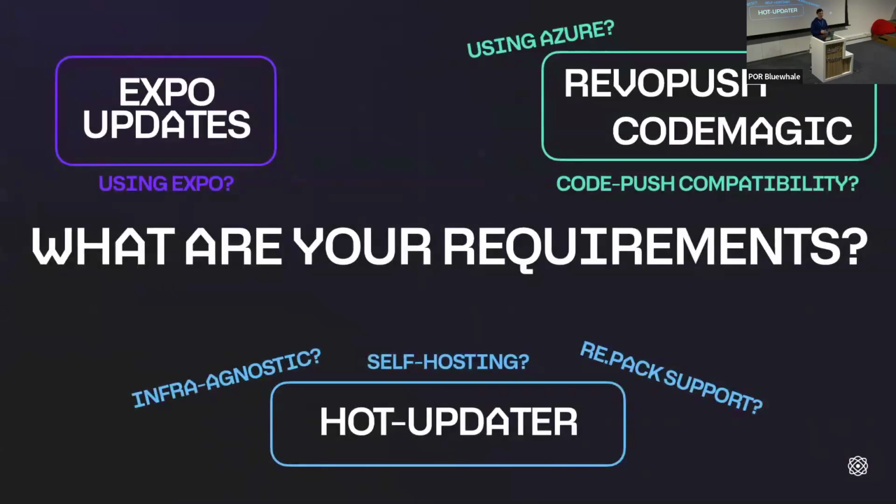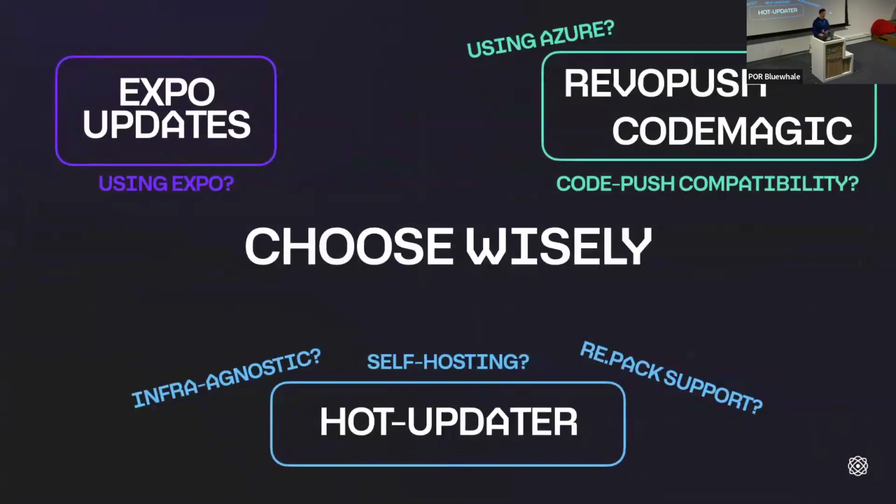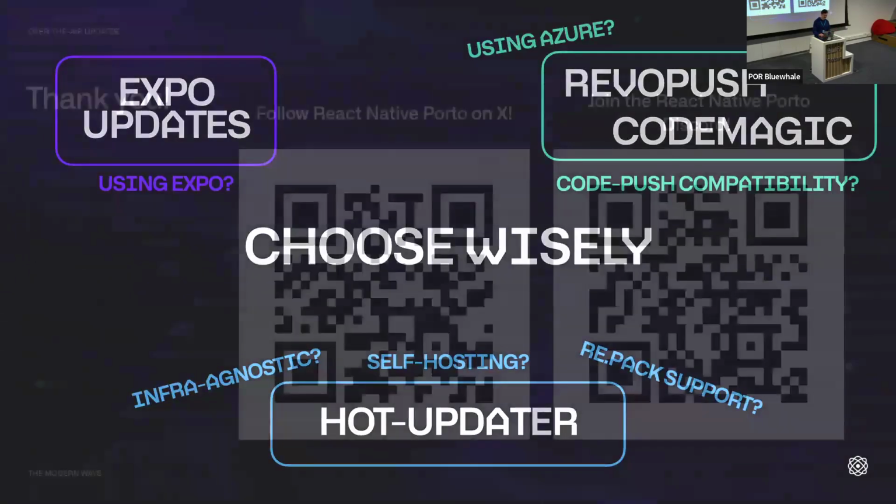Or maybe you could go for Hot Updater, which is, in my view, easier to self-host. They have a lot of options. You can self-host on Lambda, Supabase, your own server, whatever. It's infra-agnostic, and it's actually the only one that has documented Repack support. So if you need both module federation and OTA, that's why I'm giving this talk, because that's the solution that we ended up on. So choose wisely. And thank you very much. That's it.